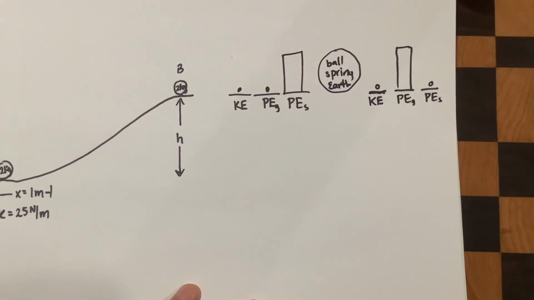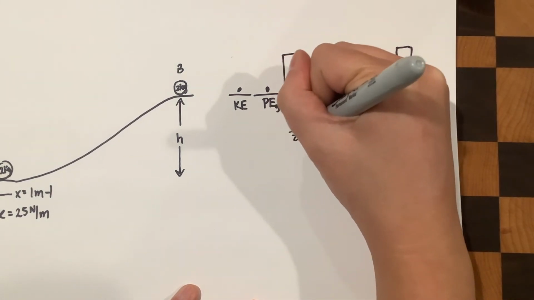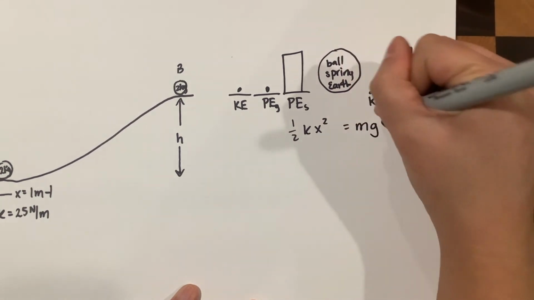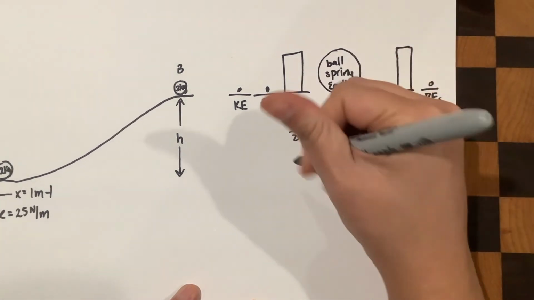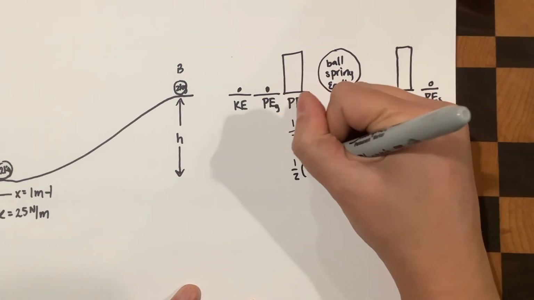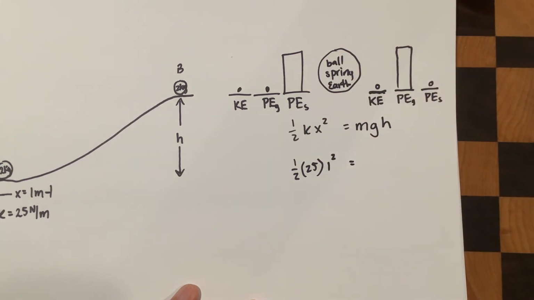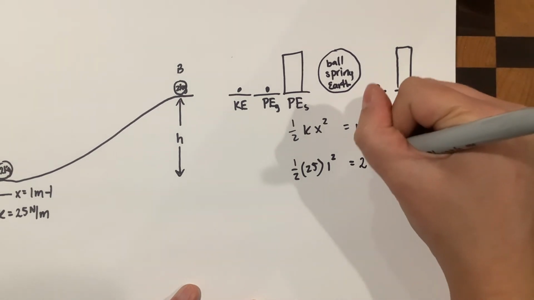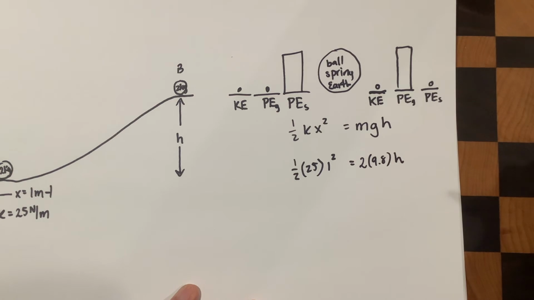So now we're going to set this equation. PES is 1/2 kx squared. That's equal to mgh. We're going to use this to find the missing height. On the left side of the equation, that's 1/2 times 25 times 1 squared. On the right side of the equation, the mass is 2. The gravitational field is 9.8. And then there's the height.